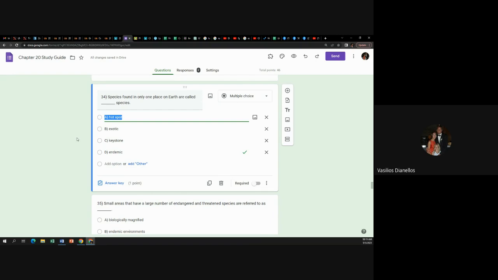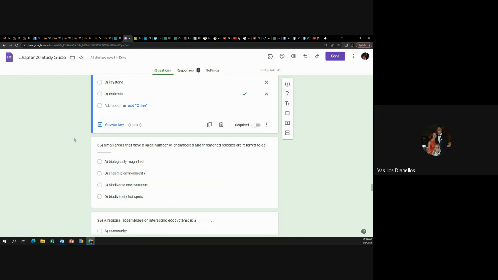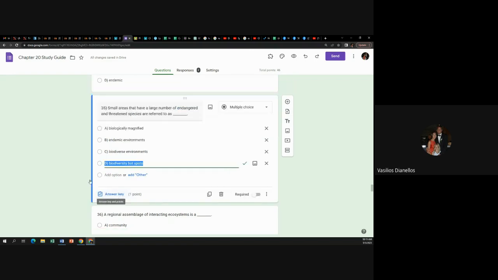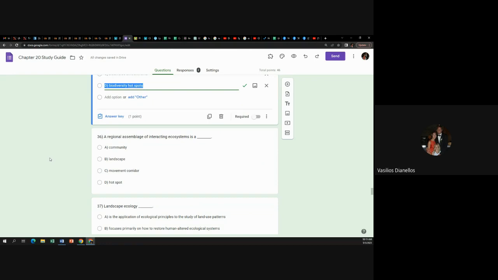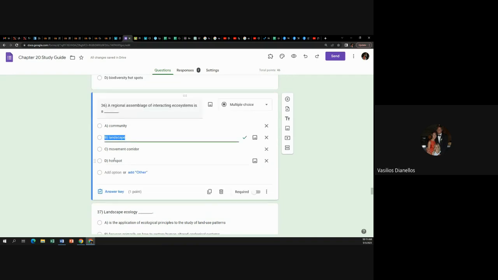Anyway, next one. Small areas that have a large number of endangered and threatened species are referred to as what? And we were just talking about that. Those are called hotspots, specifically biodiversity hotspots. Any questions about that? All right. What's a step up from an ecosystem? That would be a bunch of ecosystems interacting with each other, and that regional assemblage of interacting ecosystems is called a landscape. Any questions about that? All righty then. Let me move forward.